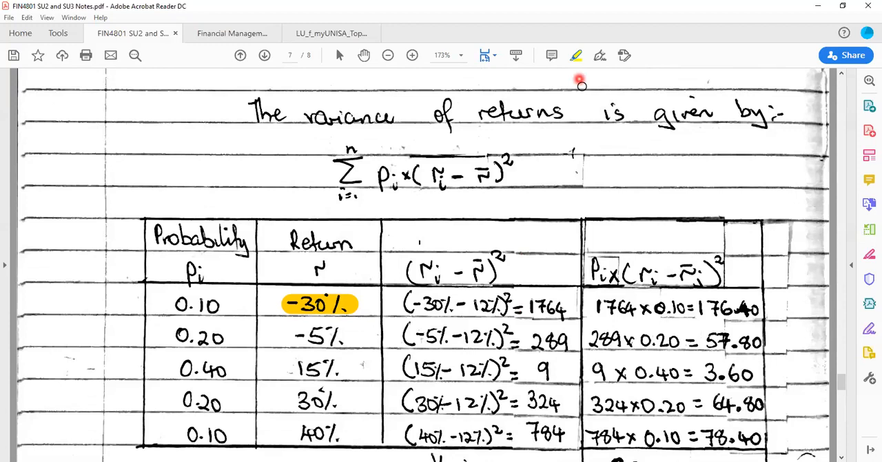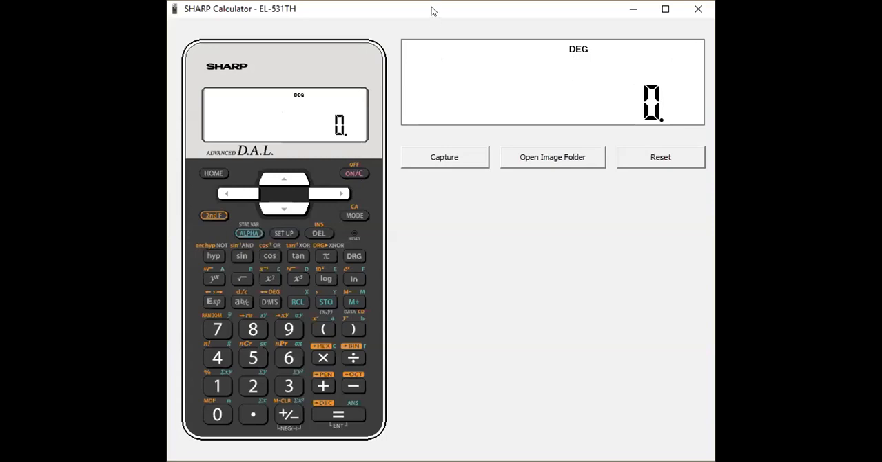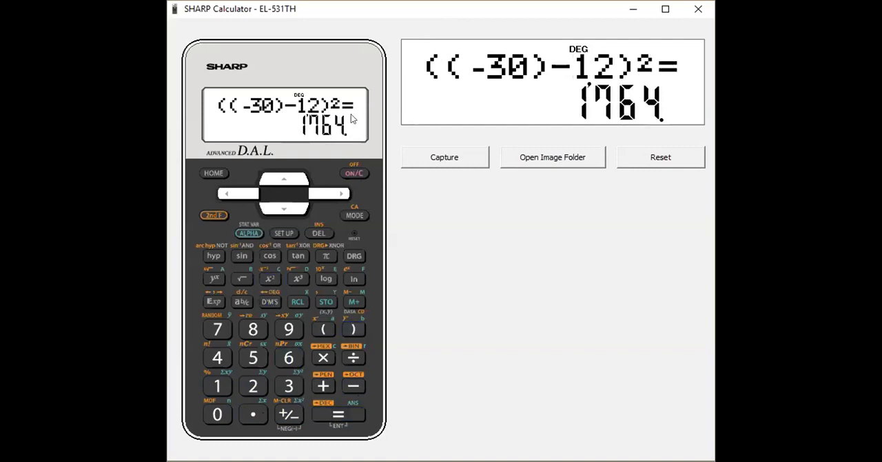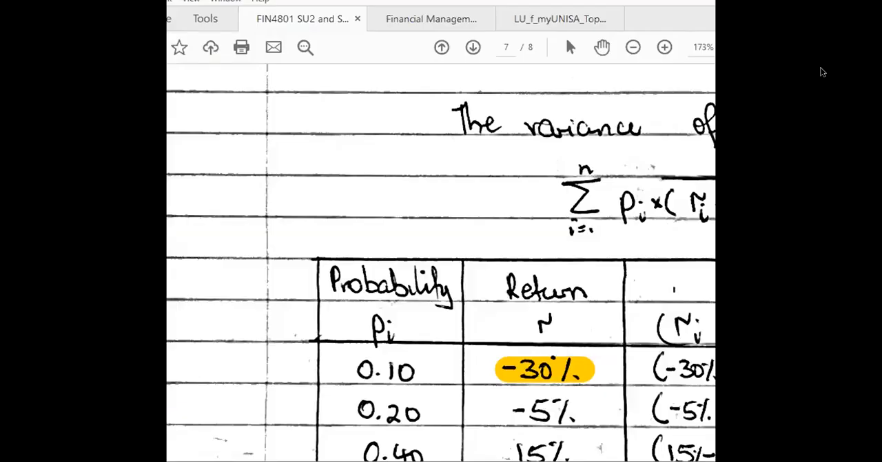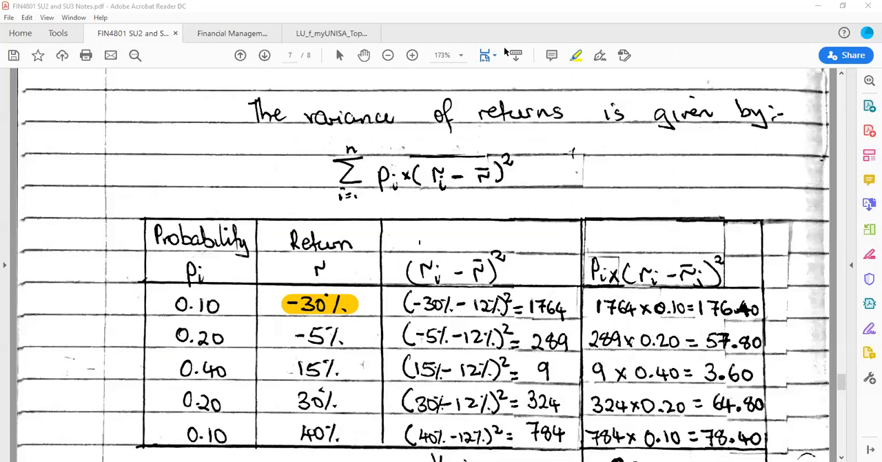So how would we do that on our calculator? We would clear our calculator, and then we would say open bracket minus 30, minus 12. Remember, if you start with minus, you press this one, not this one. Then we close bracket and we square that, and we get 17.64. So we keep doing that until we've calculated all our values here.